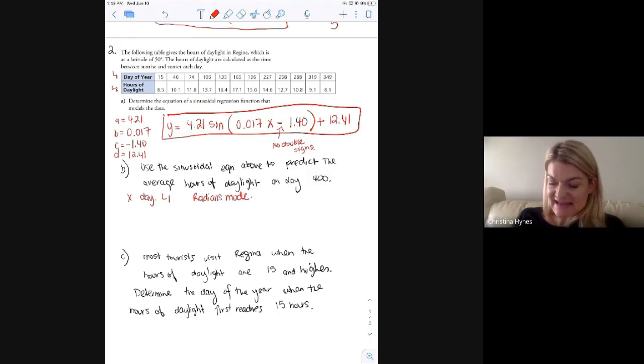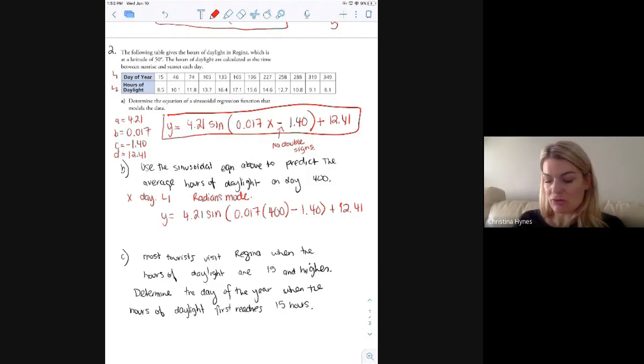one method is to do it algebraically. You just go y equals 4.21 sine, in brackets, you would go 0.017, and then you put the day number into X, and everything else stays the same. Now, if you put this into your calculator in radians mode and press enter, it will give you the answer for question B.